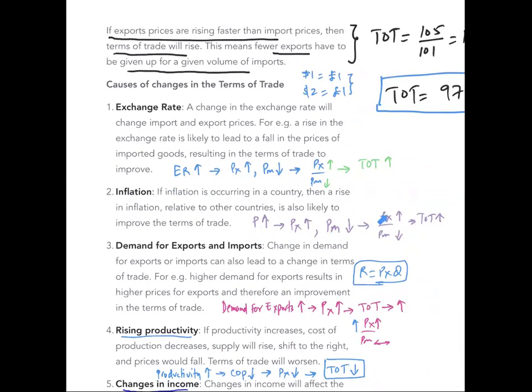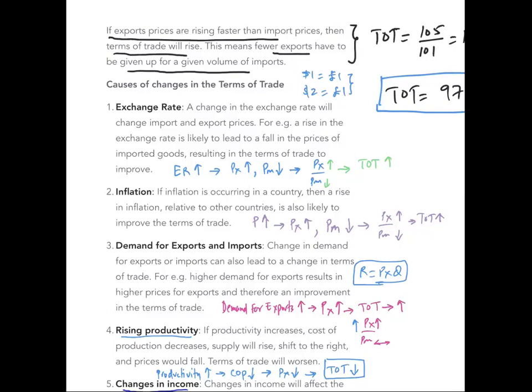And the formula is only PX over PM. So for exports, the numerator is going up and the denominator is going down, and that's why terms of trade is going up. That's what it is. Does that make sense, guys? Are we good? Is everyone clear?